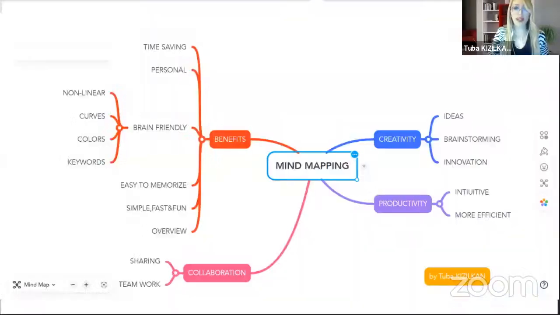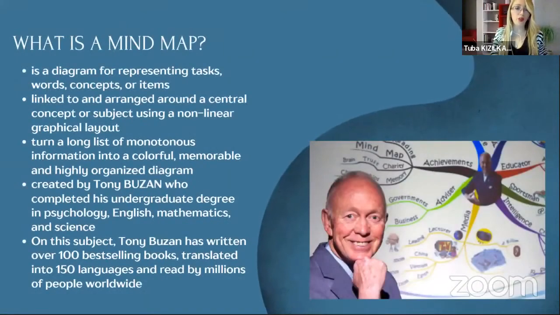Yes, and then what is a mind map and who is Tony Buzan? Tony Buzan is a world-renowned inventor of mind maps and a multi-million copy best-selling author of How to Mind Map and Mind Maps for Kids series.